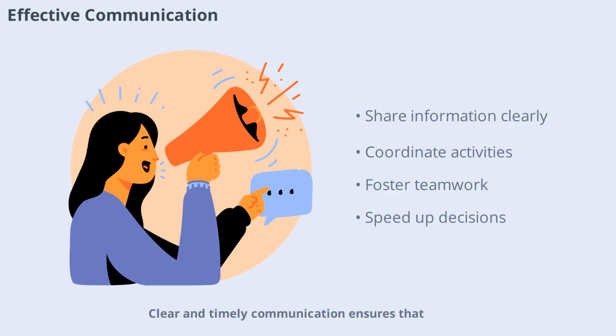Clear and timely communication ensures that everyone understands their roles and responsibilities. Operations managers use meetings, reports, and digital tools to share information and coordinate activities. Effective communication reduces misunderstandings, speeds up decision-making, and fosters teamwork. It's especially important in complex operations with multiple teams and stakeholders.